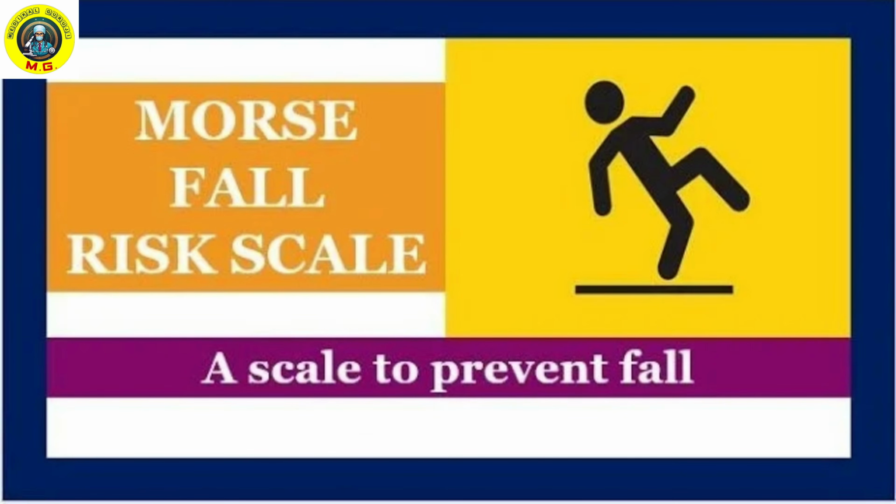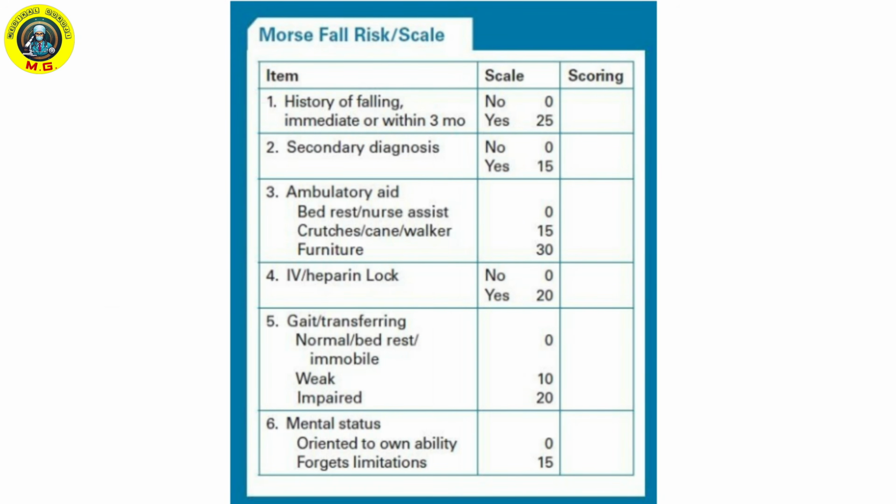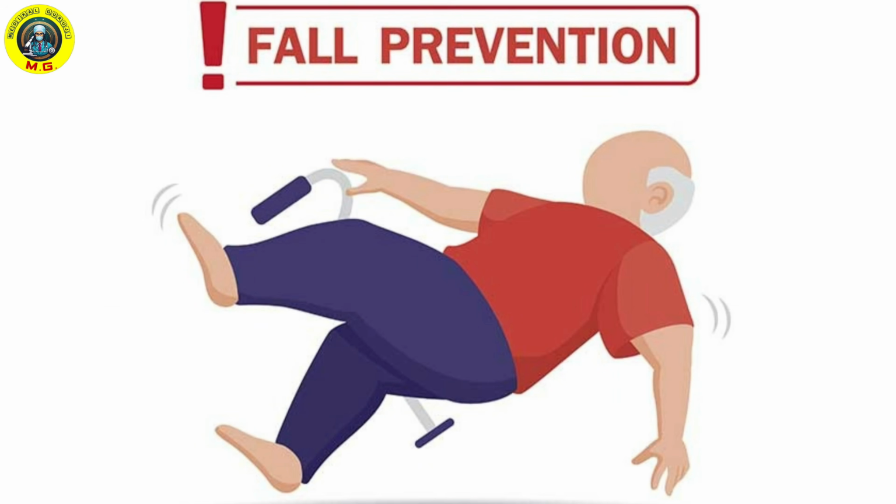The Morse fall scale is fast, practical, and clinically powerful. By scoring these 6 items and acting on the result, you turn a quick bedside check into meaningful fall prevention. Make it a part of your routine.